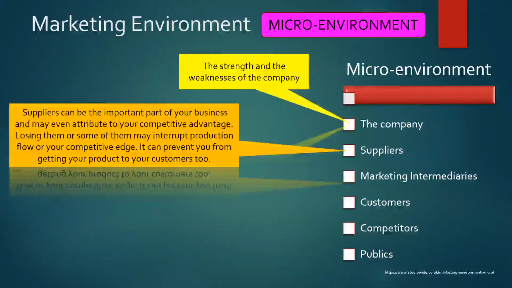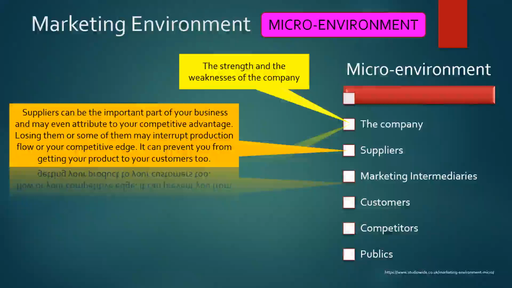Next one is the suppliers. Well, every company of course needs suppliers to maintain production, and they can become a very important part of your business. They can even become an attribute of your competitive advantage. Let's say like this: if you can get your supply faster than another company, you will get one advantage because you can start your production earlier than another company.